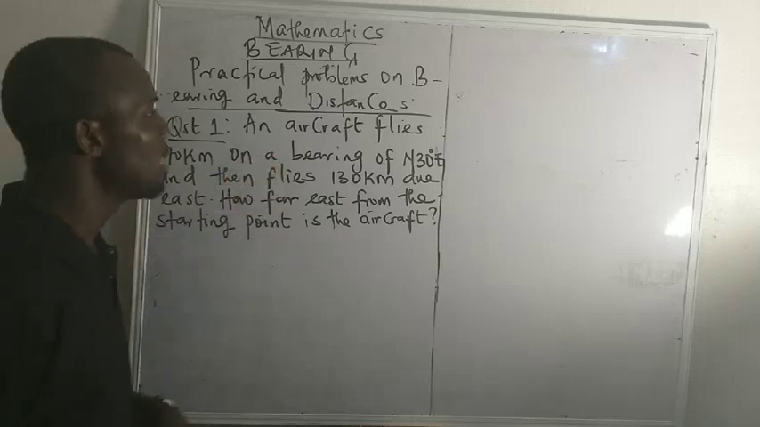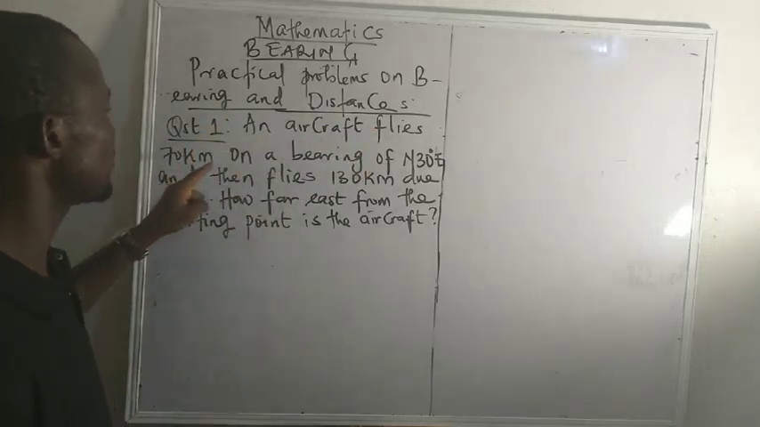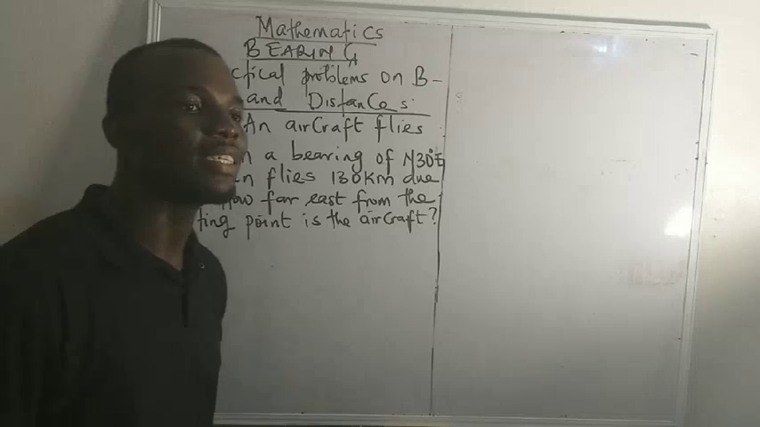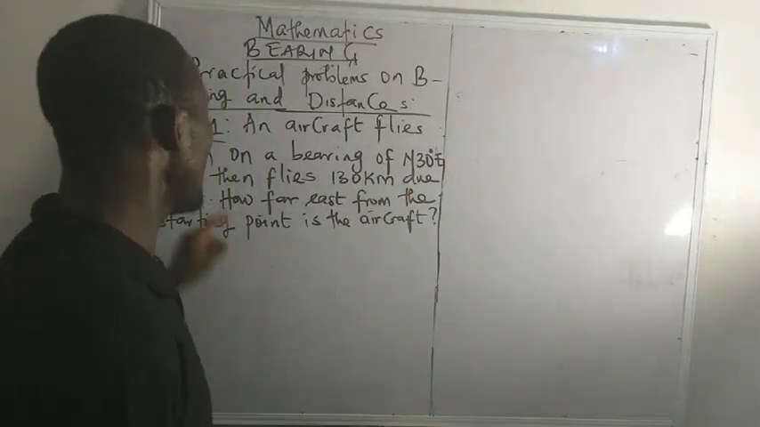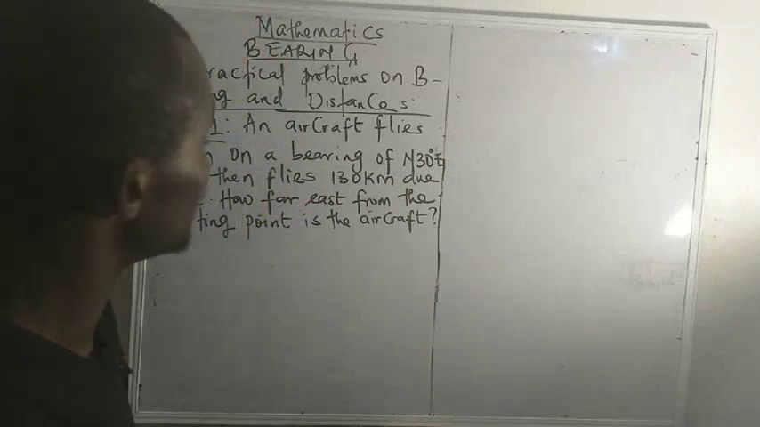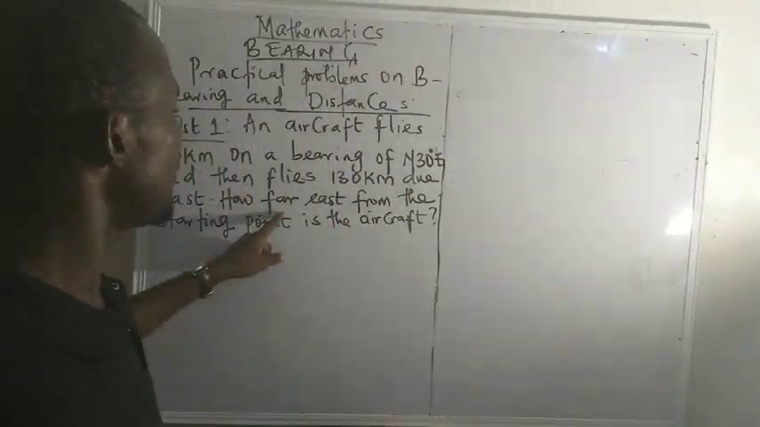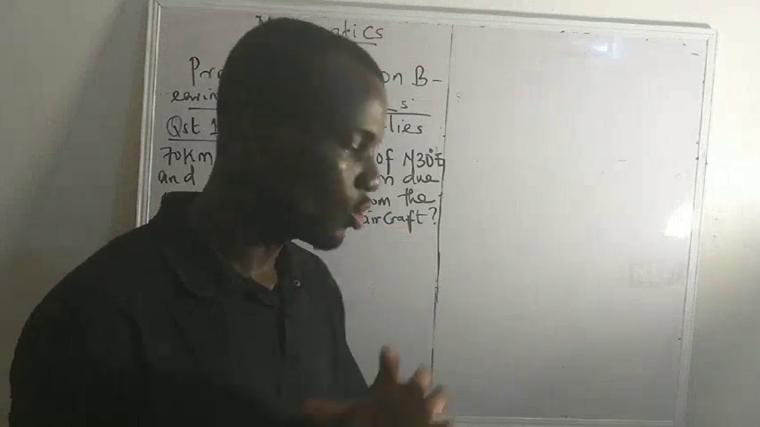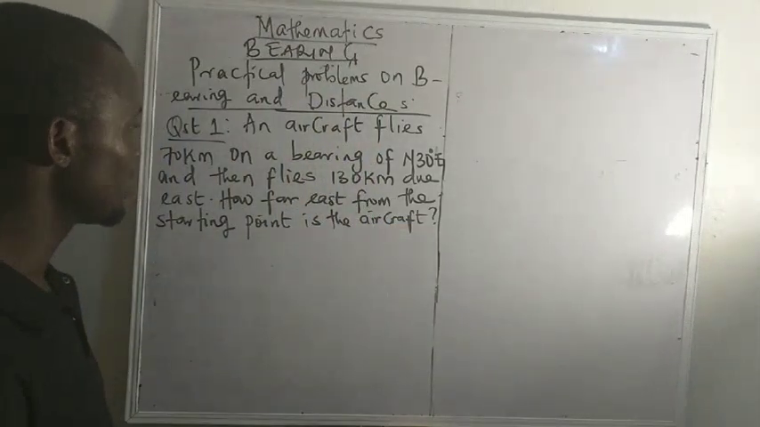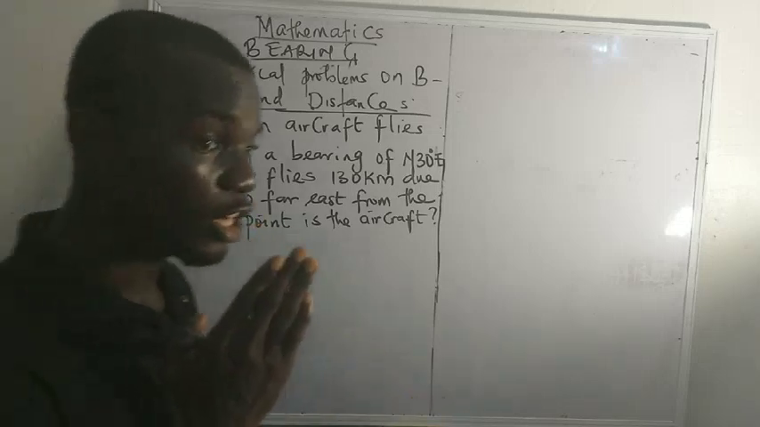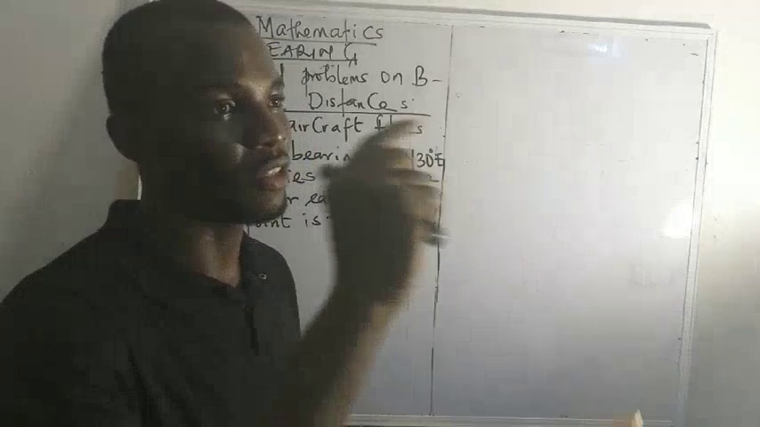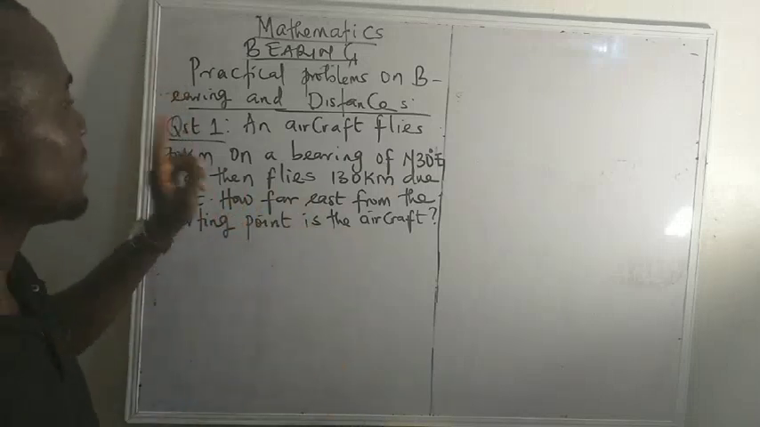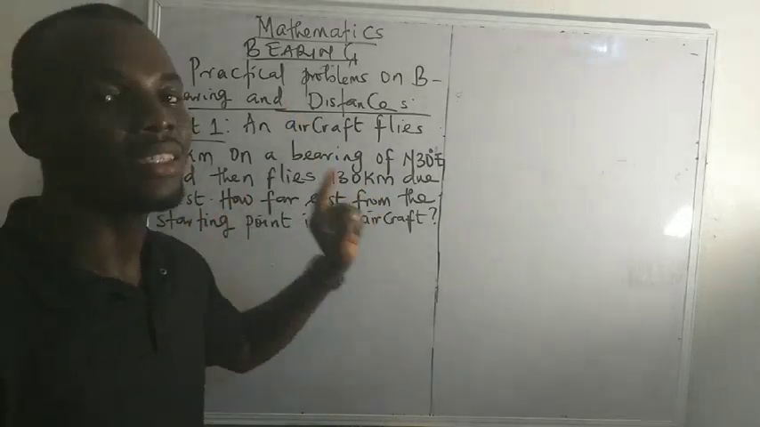The question reads thus: an aircraft flies 70 kilometer on a bearing of 30-degree northeast, and then flies 130 kilometer due east. How far east from the starting point is the aircraft? So first of all, you need to note the course of the aircraft. They've not told us the destination yet, but the course of the aircraft is 70 kilometer 30-degree northeast.